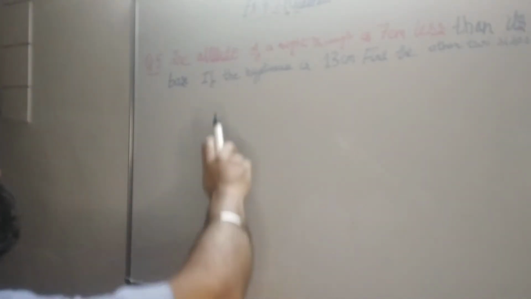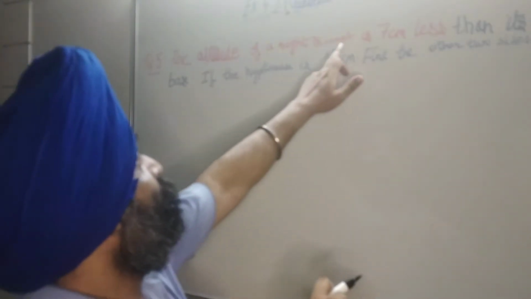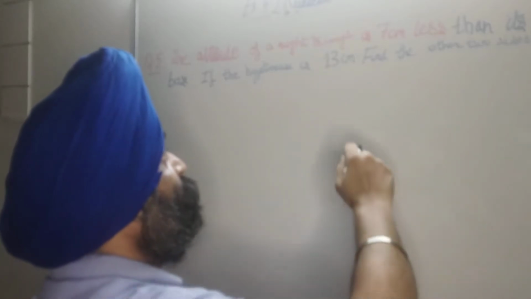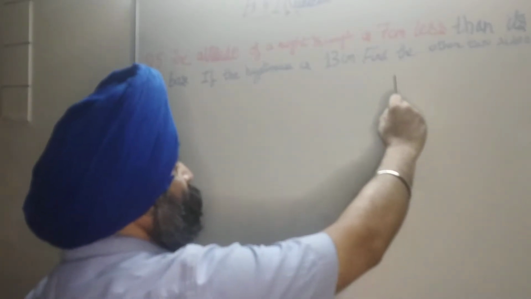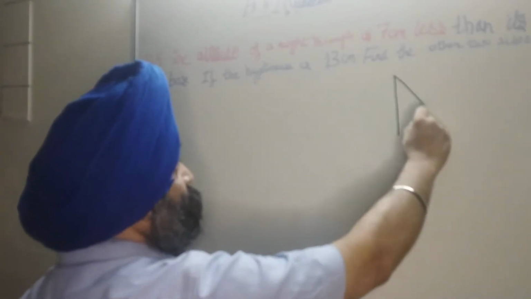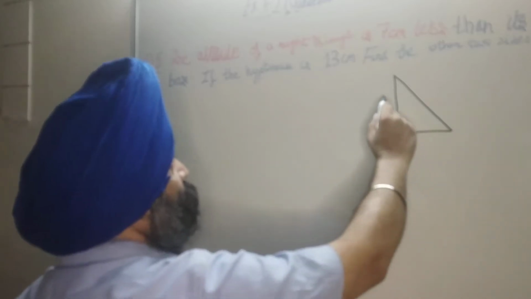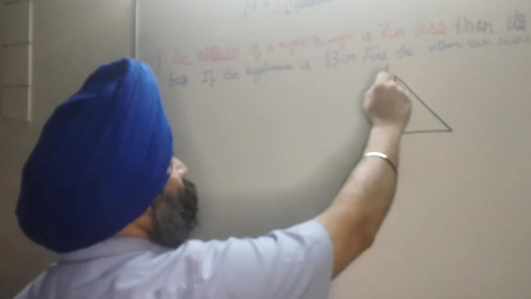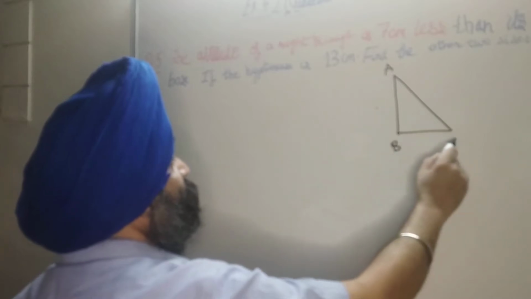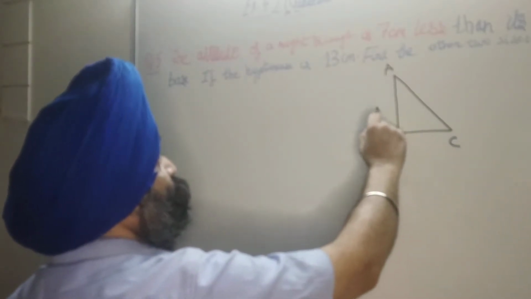We move towards exercise 4.2, quadratic equations. Question number 5. The altitude of a right angle triangle is 7 centimeter less. So what is altitude? This is altitude, ये वाला altitude होता है. Suppose we consider a triangle ABC in which this is altitude.